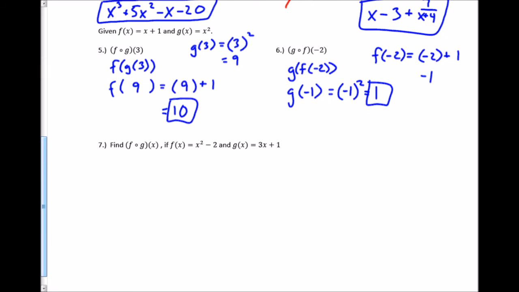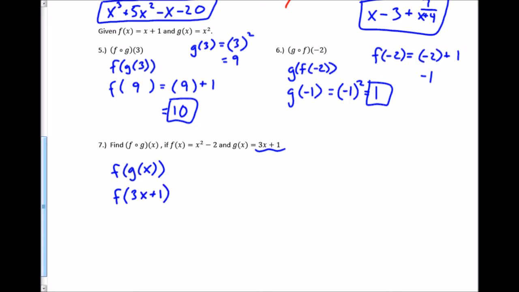In number 7, I'm doing f of g of x this time. So essentially it's the same thing. I'm still doing f of g, but instead of having a number, I have an x. And really, I do the same thing. If I plug an x into the g function, it gives me this. In other words, if I plug an x into the g function, I get a 3x plus 1.